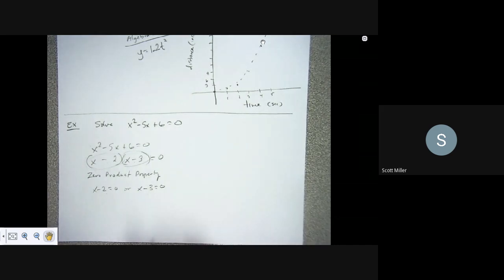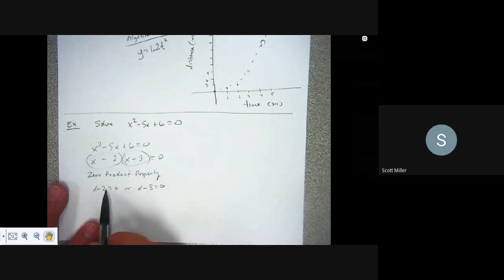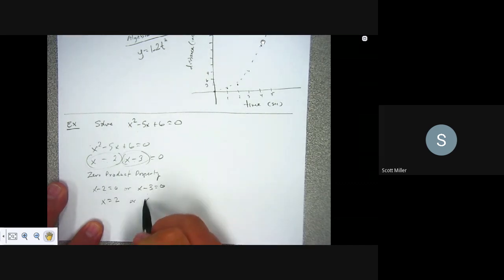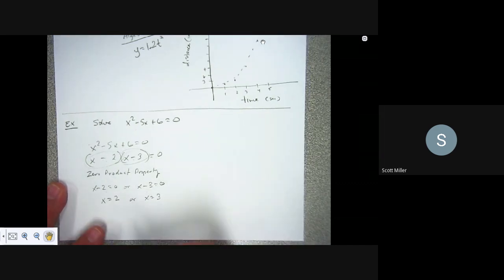So what value of x makes this one 0? We solve for the value that makes that one 0, and you get x equals 2, and then over here you get x equals 3. And so these became what we called solutions to this equation. That's where these words come from.